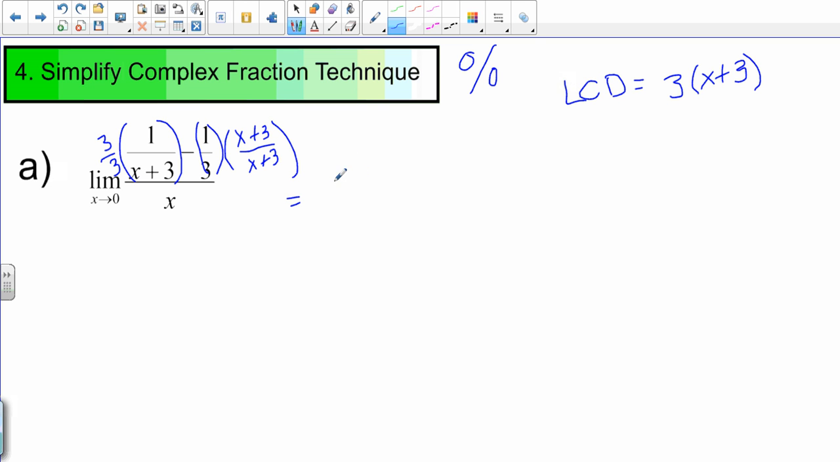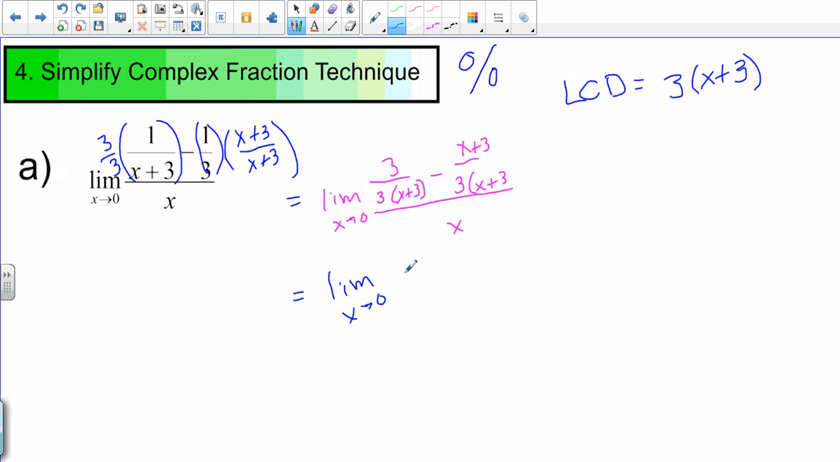When I do that, that's going to give me the limit as x approaches 0 of 3 over 3 times x plus 3 minus 1 over 3. I'm sorry, that's x plus 3 over 3 times x plus 3, all over the denominator of x. Now let's just work on simplifying this. So my next step would look like the limit as x approaches 0, 3 on top minus, this negative will apply to each of those, so I'd have a negative x and a negative 3 over the common denominator 3 times x plus 3, all over x. Simplify one more step.